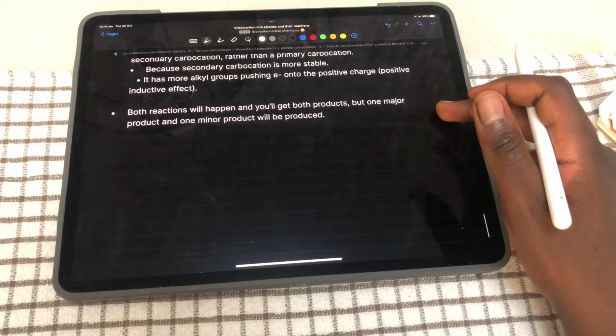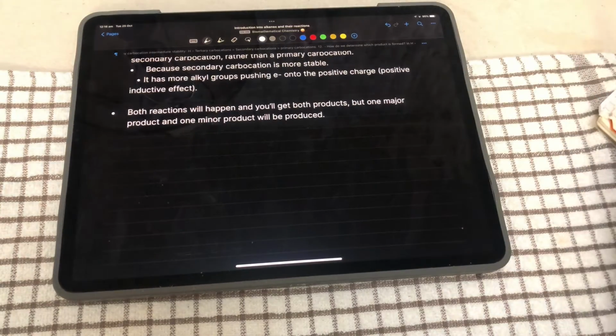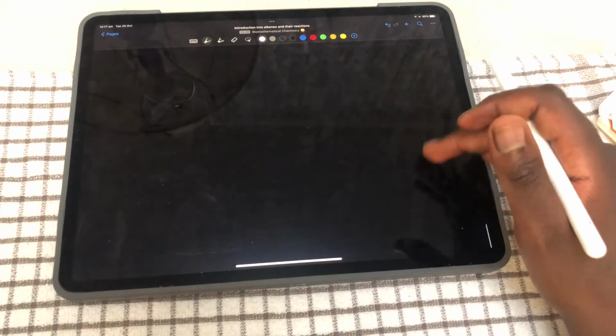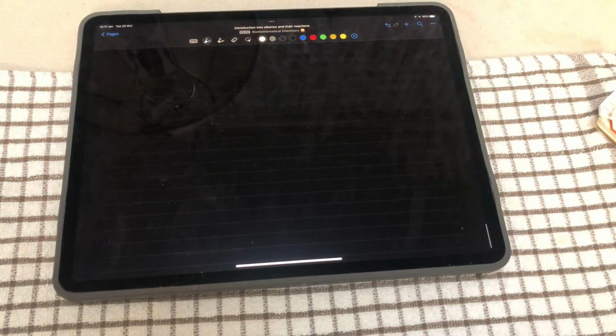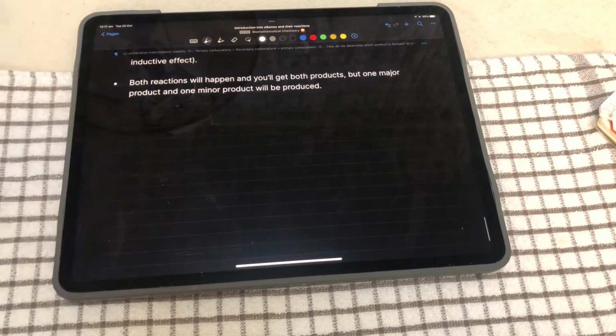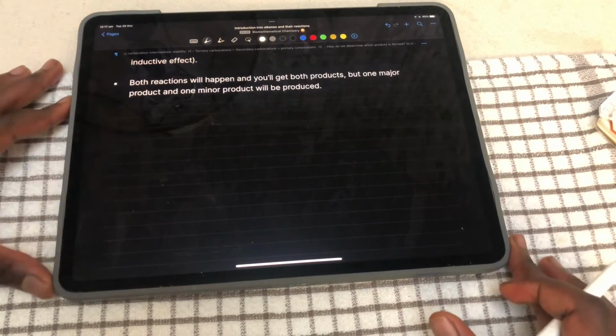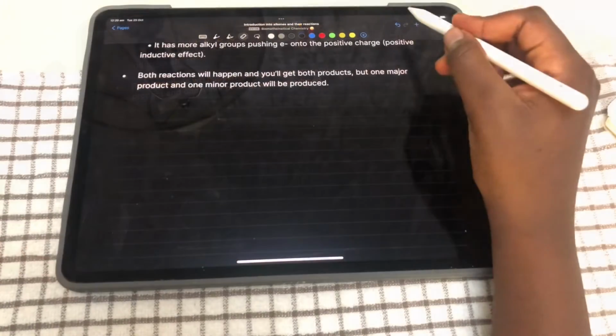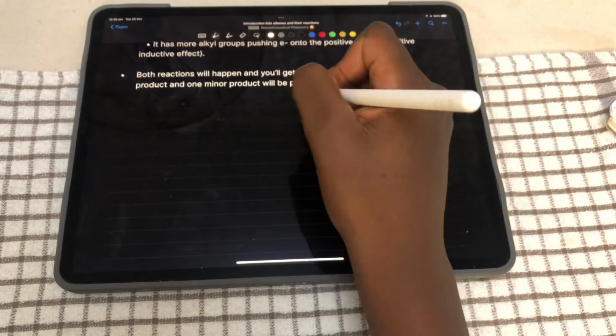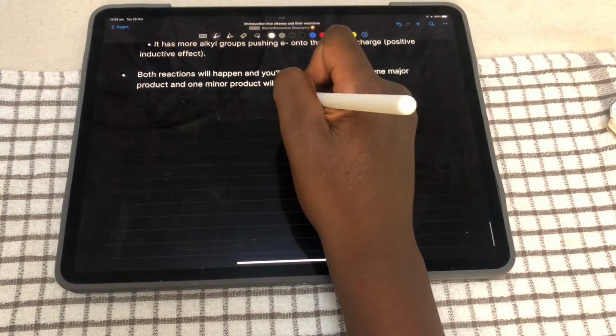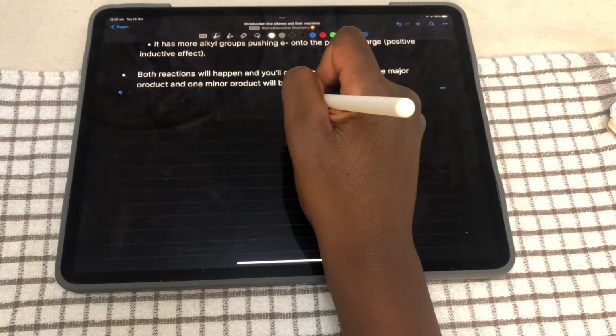Both reactions will happen and you'll get both products, but one will be the major product and the other will be a minor product. And that's it. So I'm going to give you a slight example here. Let's go for this compound here.